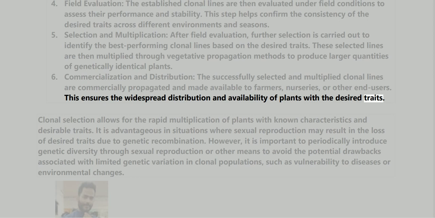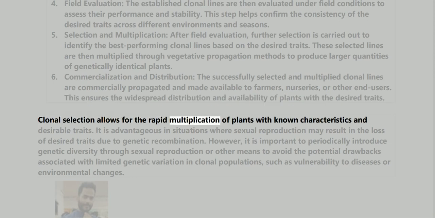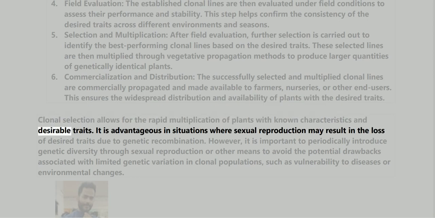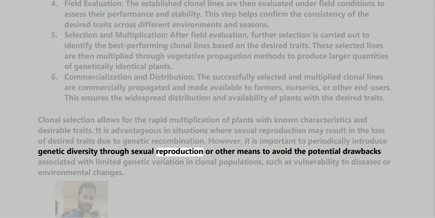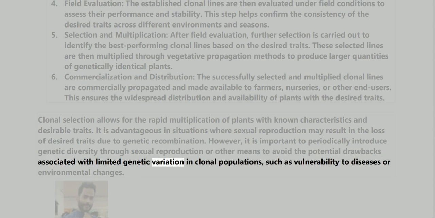Clonal selection allows for the rapid multiplication of plants with known characteristics and desirable traits. It is advantageous in situations where sexual reproduction may result in the loss of desired traits due to genetic recombination. However, it is important to periodically introduce genetic diversity through sexual reproduction or other means to avoid the potential drawbacks associated with limited genetic variation in clonal populations, such as vulnerability to diseases or environmental changes.